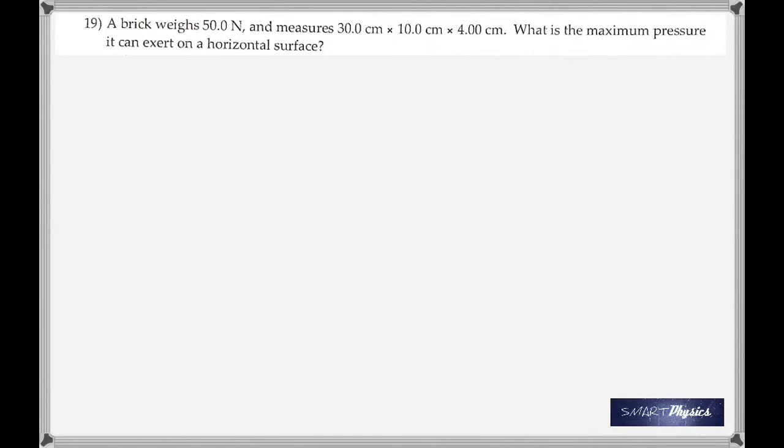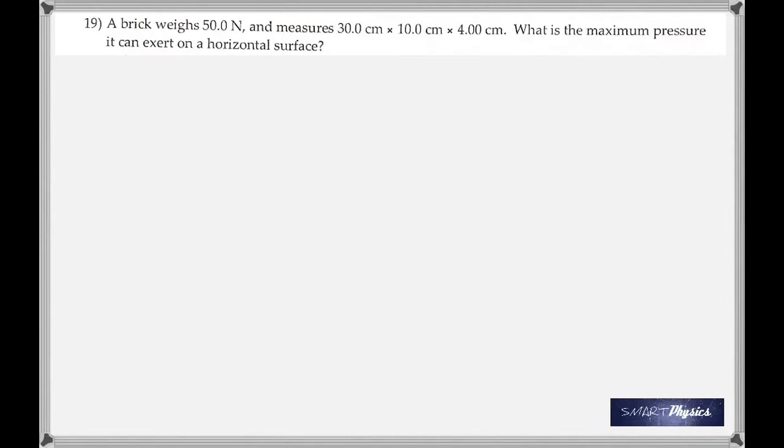In the next question, a brick weighs 50 Newton and measures 30 by 10 by 4, all in centimeters. What's the maximum pressure it can exert on a horizontal surface? Pressure is force divided by area. Since the problem says maximum pressure and the force is just 50 newtons, and you want the maximum pressure, so the brick must be placed on its side which has minimum area.